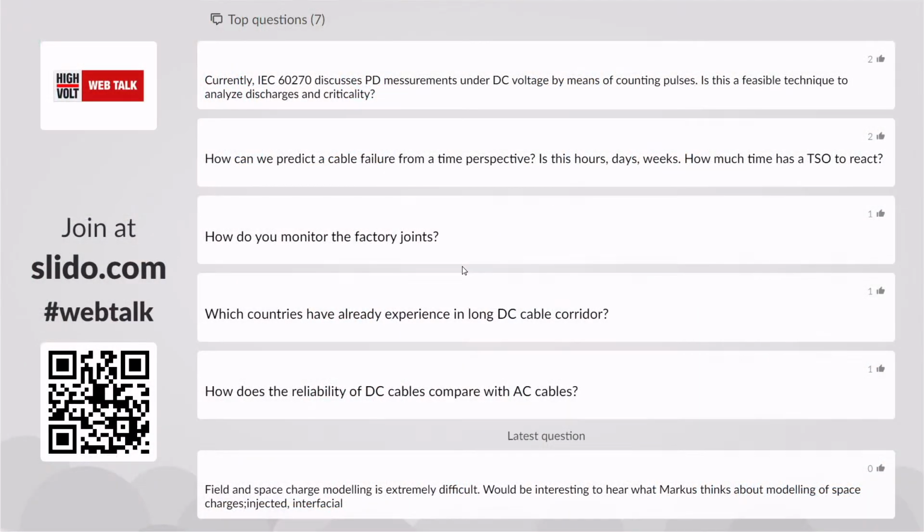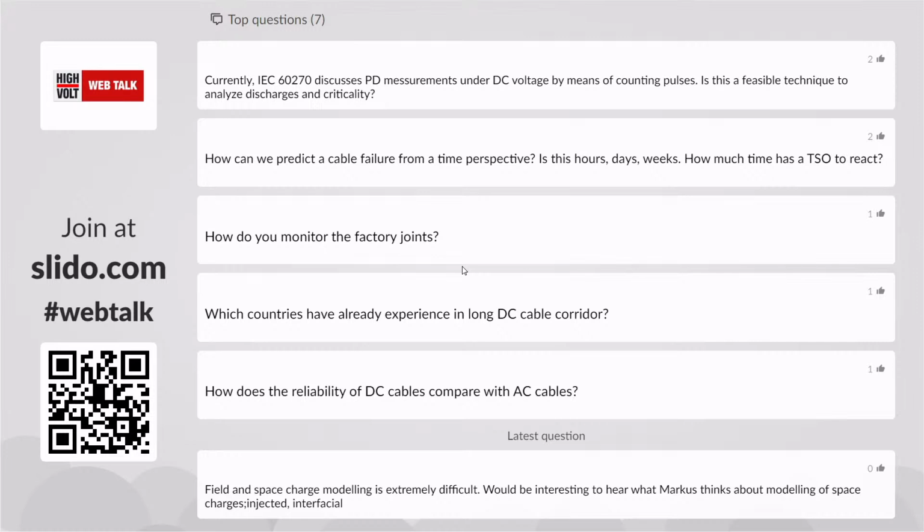Thank you. Another question. Currently, IEC 60270 discusses PD measurements under DC voltage by means of counting pulses. Is this a feasible technique to analyze discharges and criticality? Erik, I think that's a topic you have to take up.